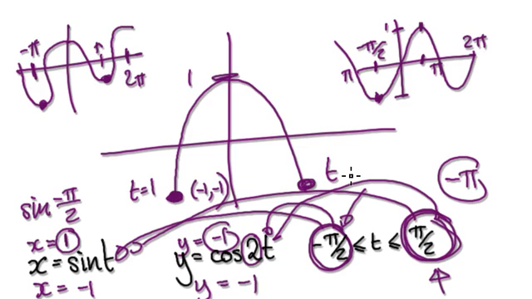Okay, so this is when time, oops, I made a mistake here. When time equals negative pi over 2, and this thing here will be when time equals positive pi over 2. So really, you can see that it's traveling in this direction. Okay.